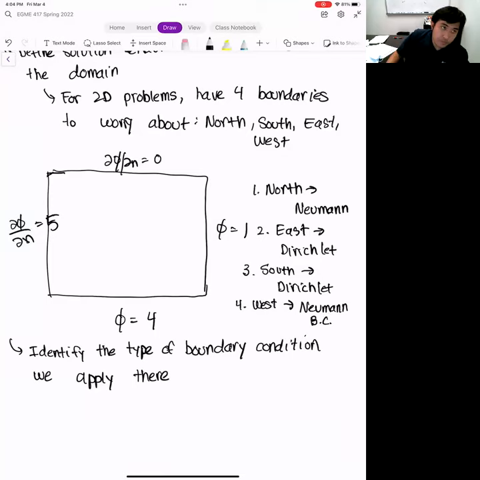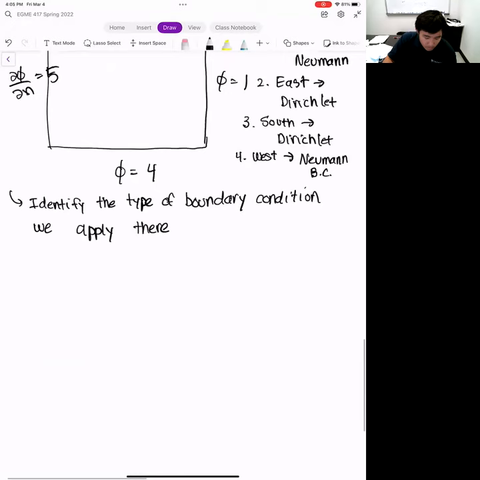Okay. So that's the first thing I would want you to be able to identify. I want you to be able to identify what types of boundary conditions are applied on each boundary. Given a problem, I want you to be able to label it well. The next thing I want you to be able to do is write out the algebraic equations that actually specify these boundary conditions.